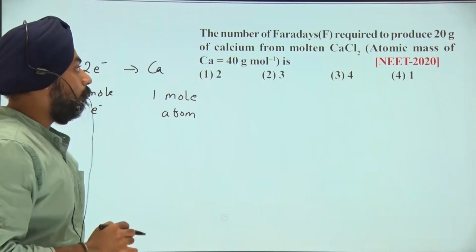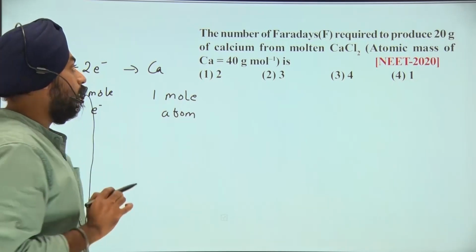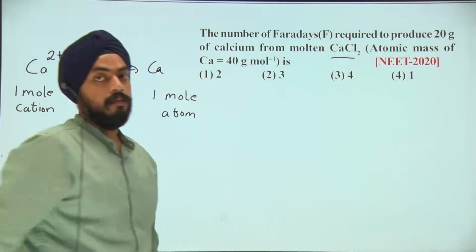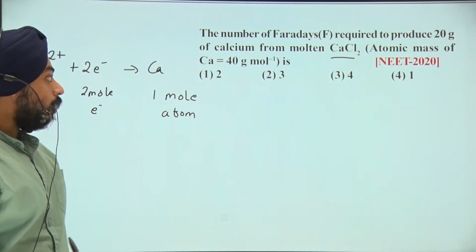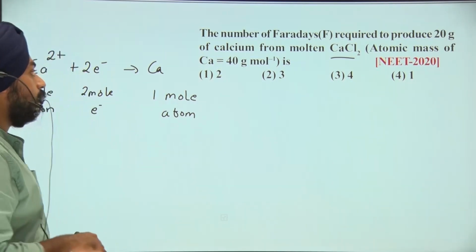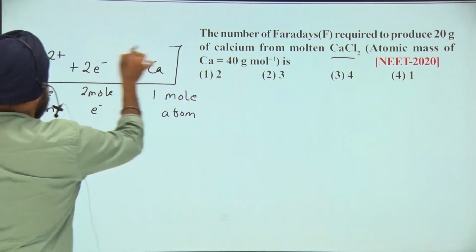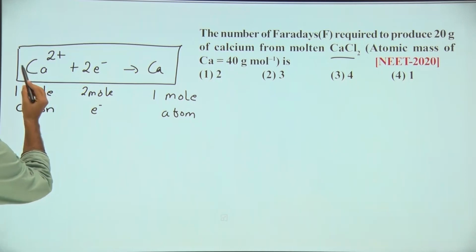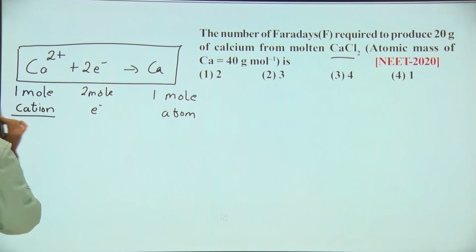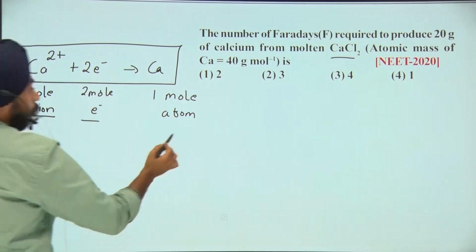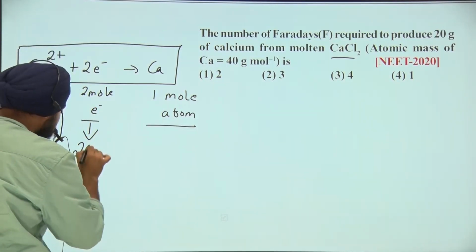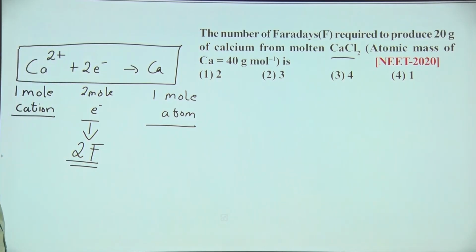Students, our question is, the number of Faradays required to produce 20 gram of calcium from molten CaCl2. Students, this question is from electrochemistry, class 12th. Clear? And we have to calculate the number of Faradays required to produce 20 grams of calcium. Now students, in CaCl2 the charge on calcium is +2, which means Ca2+ will gain 2 electrons to give Ca, or we can say that 1 mole of cation will gain 2 moles of electrons to produce 1 mole of atoms. Students, 2 moles of electrons means the charge is 2 Faraday.